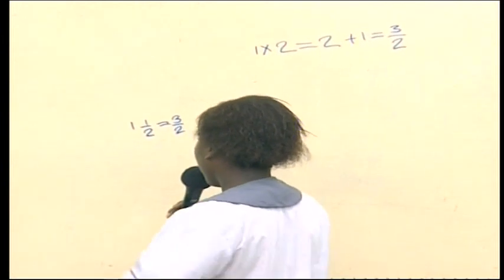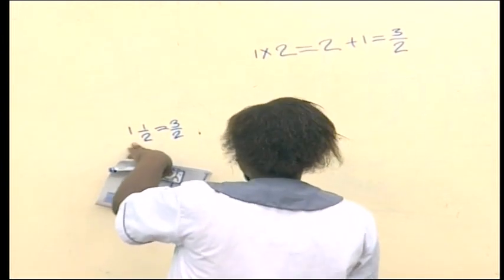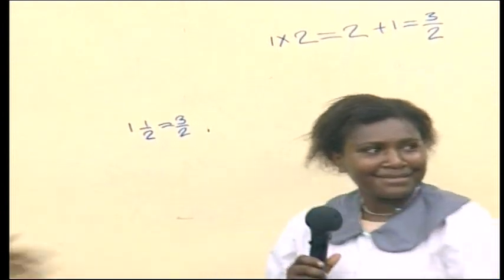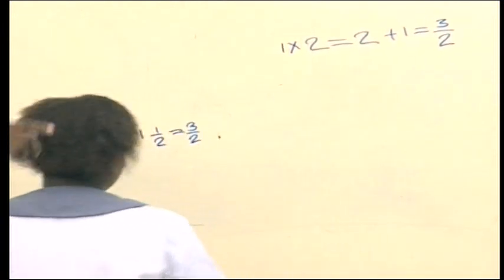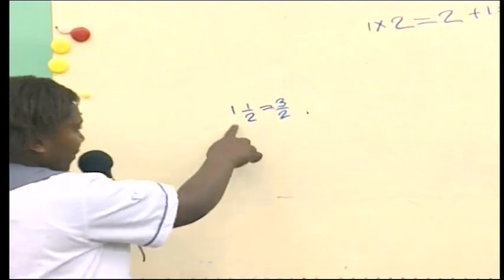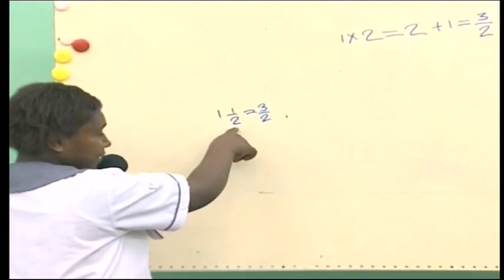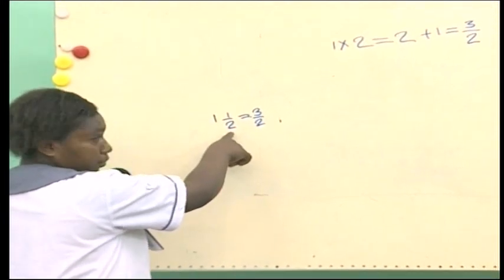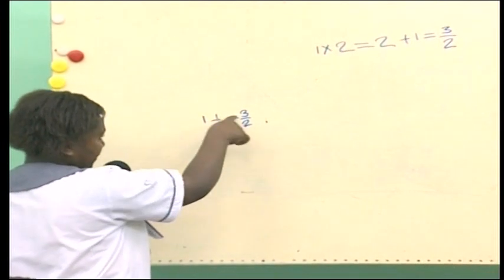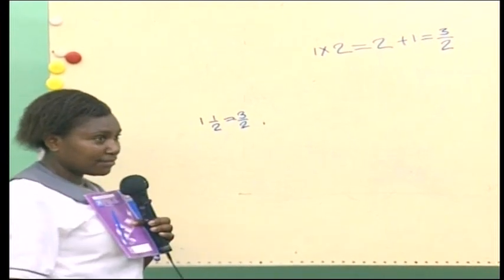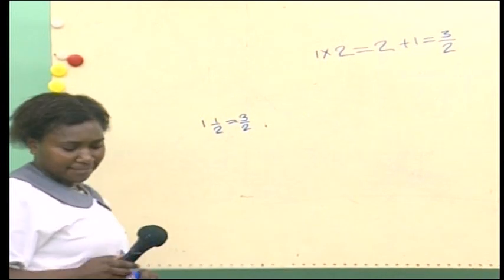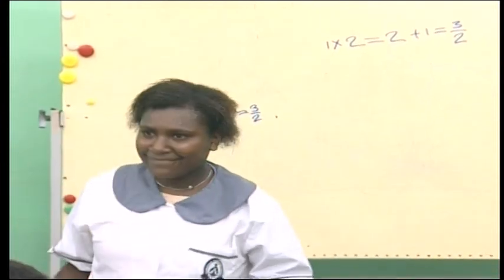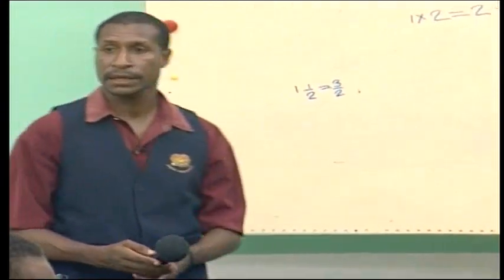Okay. Face the camera. Come, stand on this side. Face the camera. 1 times 2 is 2. Plus 1, 3, so 3/2. Okay, let's give two big claps to Daisy. Thank you. Okay, Daisy has explained the answer.